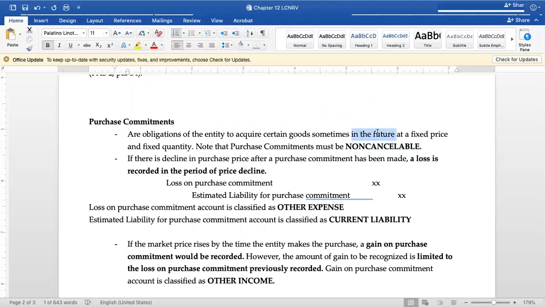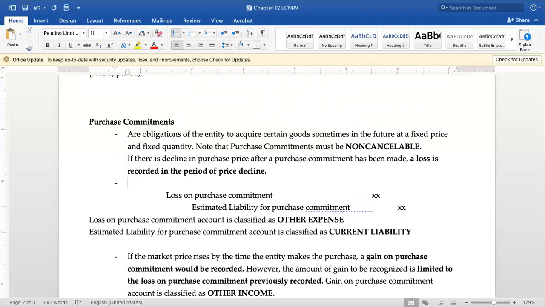In the future, regardless of what the price is at the time of your purchase, because you already agreed, you committed to buy 10,000 units of goods at 50 pesos. You will pay at the time of your actual purchase, when that future date arrives. So the units you will buy are fixed, and the price you will pay is also fixed. So if there is a decline in the purchase price after the purchase commitment has been made, a loss is recorded in the period of the price decline.